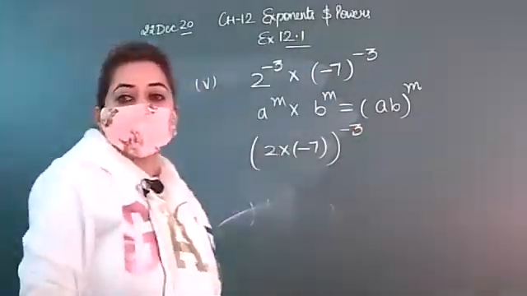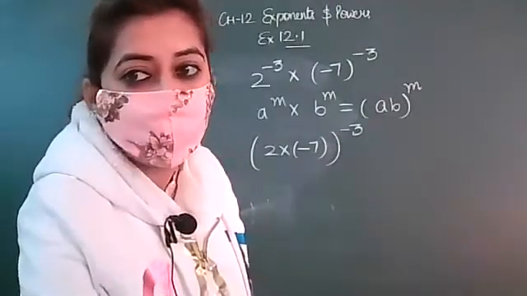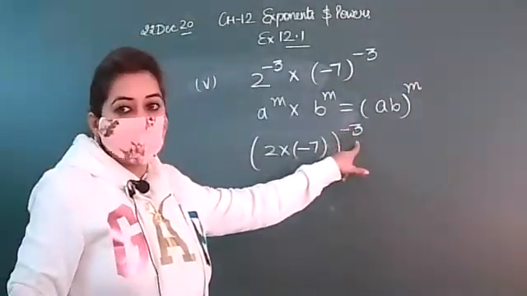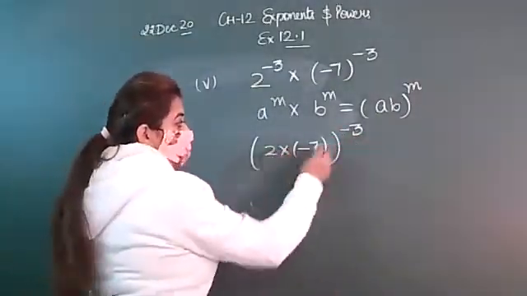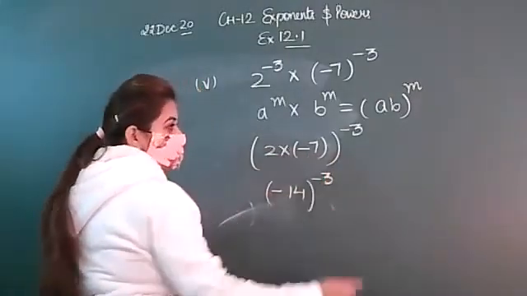Now, as you can see, in the question it is given to simplify and write the answer in the exponential form with the positive power. So you will make this power positive. Now multiply this. 7 twos are 14. This will give you minus 14 raised to power minus 3.